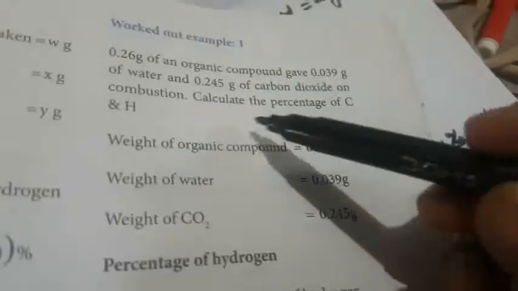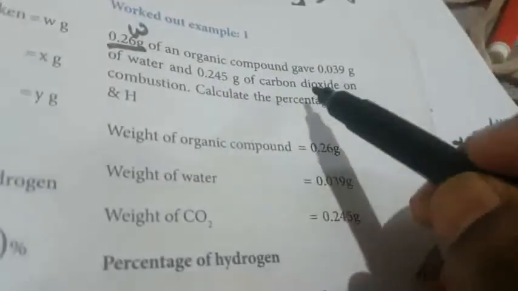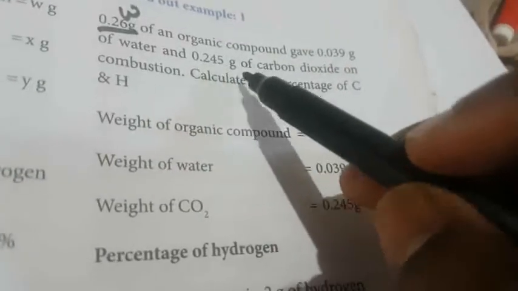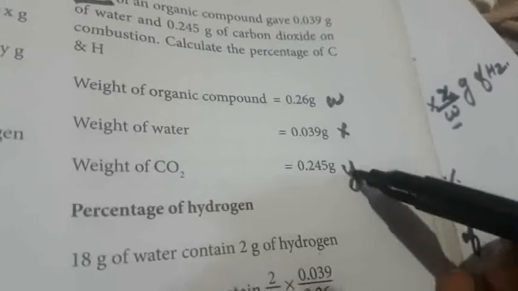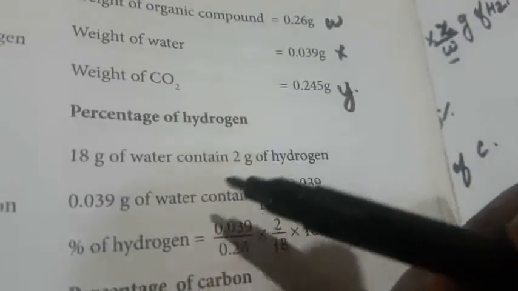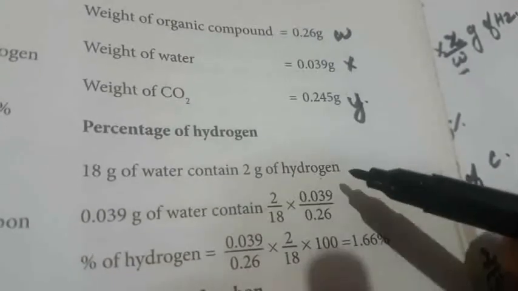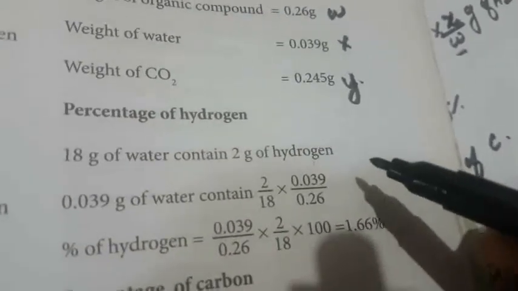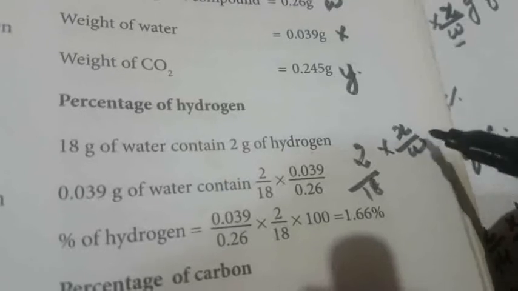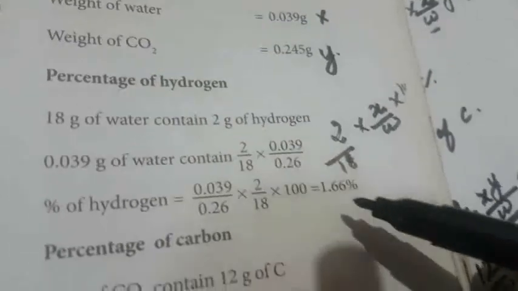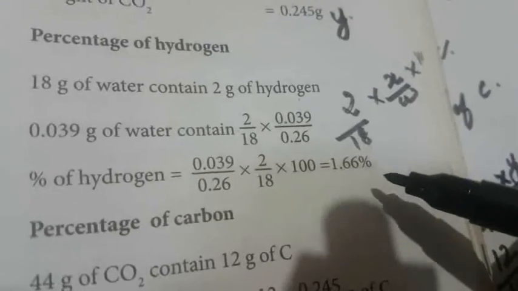In your textbook, under evaluate yourself, they are giving one problem using the same compound. W gram of organic compound gave 0.25 gram of carbon dioxide on combustion. Calculate the percentage. So the weight of the organic compound is W, water is X, carbon dioxide is Y. The percentage of hydrogen is the same: 18 gram of water contains 2 gram of hydrogen. So the formula is 2 by 18 into X by W into 100. So 2 by 18 into 100 is equal to 1.66%.